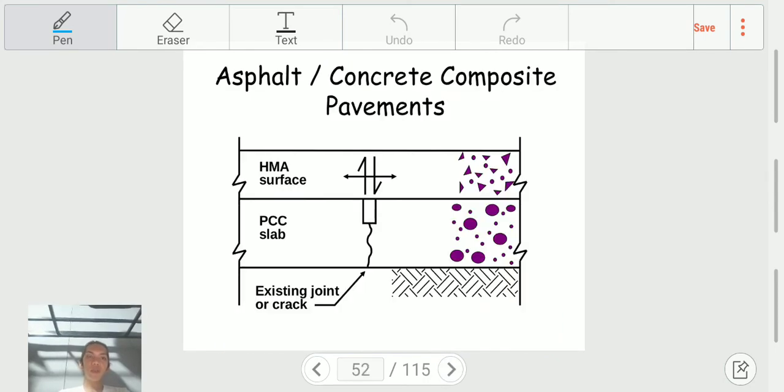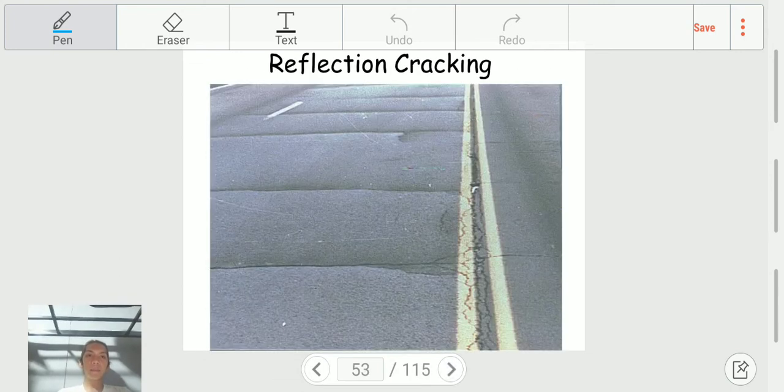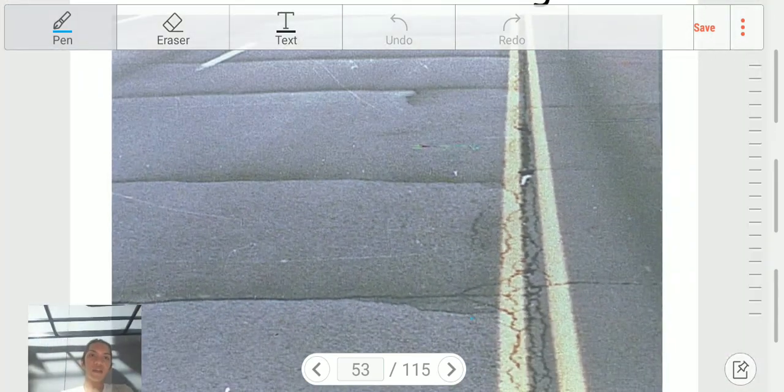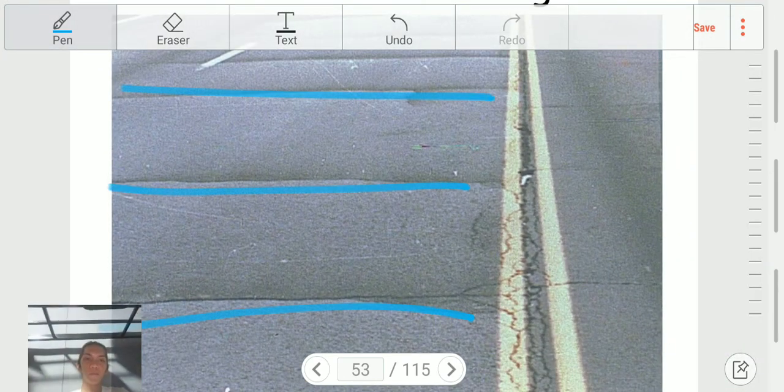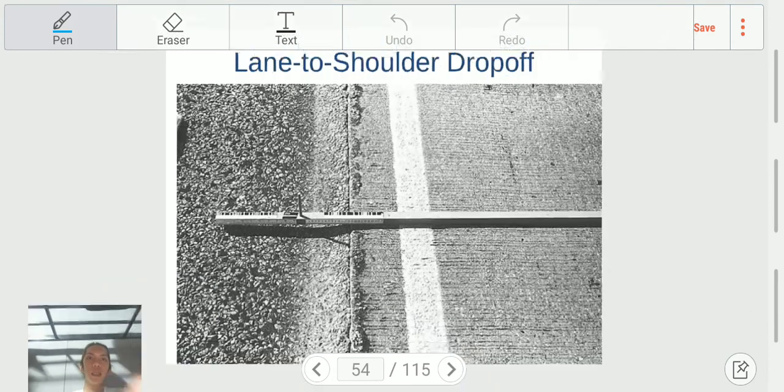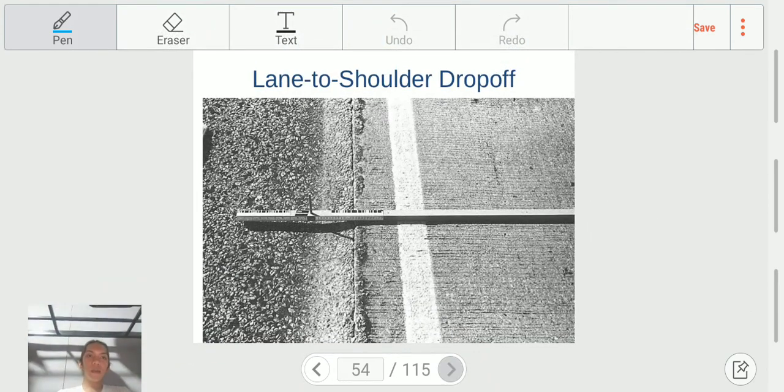So we have asphalt concrete composite pavement. So HMA surface. Here, PCC slab and existing joint of the cracks. So reflection crackings, and if you notice, nag-reflect dito, dito, here, and here. Here, lane to shoulder drop off.